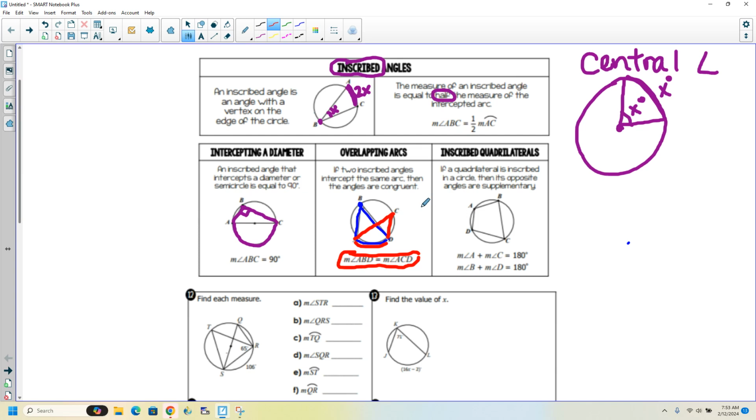All right, and finally on our new information, inscribed quadrilaterals. We have an inscribed quadrilateral because all 4 of its corners are on the circle. If 3 of the corners were on the circle, not enough. 2, definitely not enough. 1, don't even think about it. Has to be all 4 corners on the circle to be inscribed. That's a special case, and when we have that special case, something special happens.